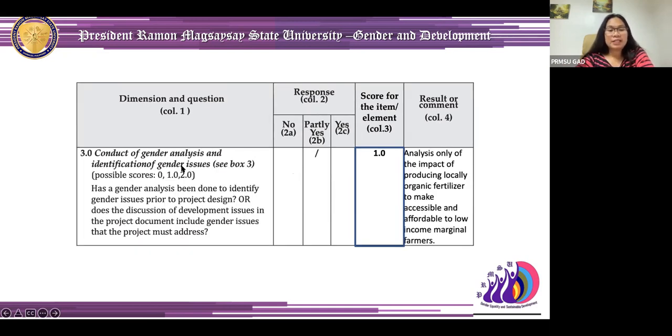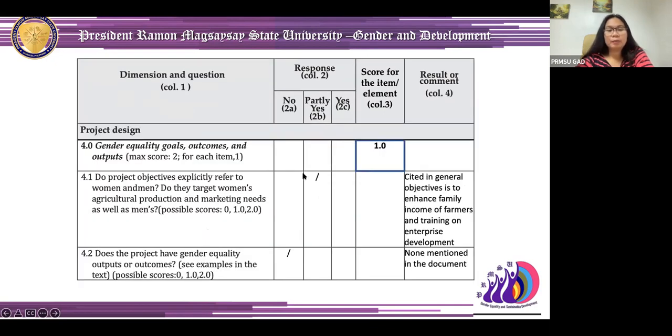Conduct of gender analysis. So yun nga po ang sinasabi ko ang gender analysis kasi the GAM could also be used as your gender analysis already. Kasi meron na pong discussion doon how they will be affected. Men and women are affected. Okay, so that is an attachment. Okay. And then yun din po, gender equality goals.